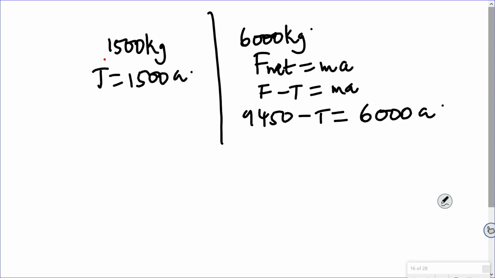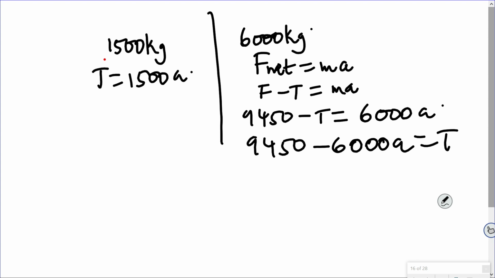Right? So let me make T the subject of the formula here. So it will be 9,450 minus 6,000 A. This is equal to T, right? So I can say this is T1 and this is T2. So I can equate the two equations. T1 equals T2. So what is my T1?